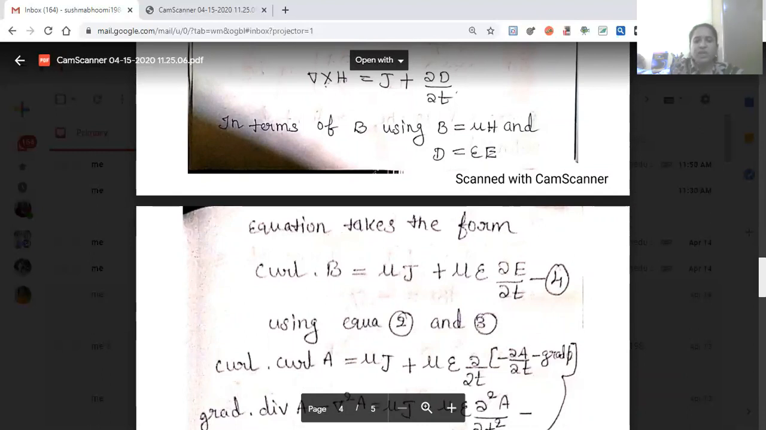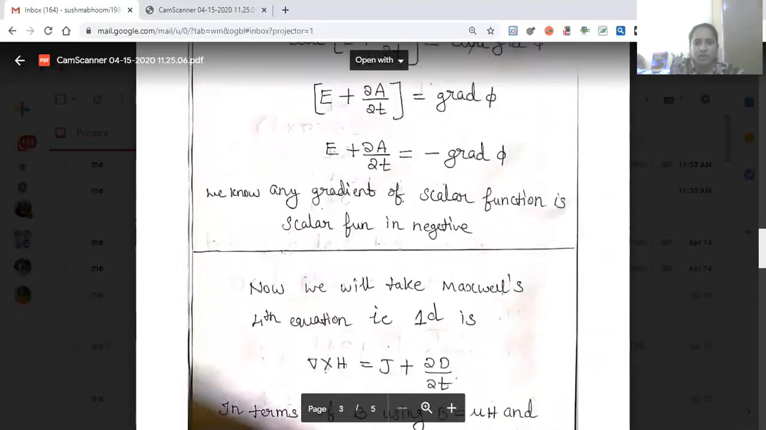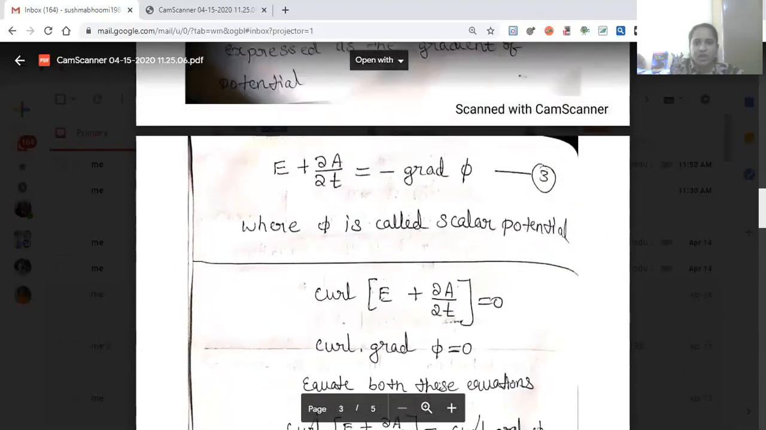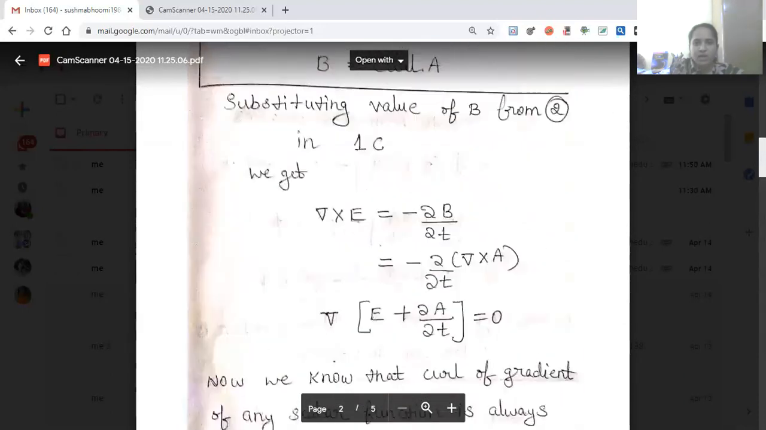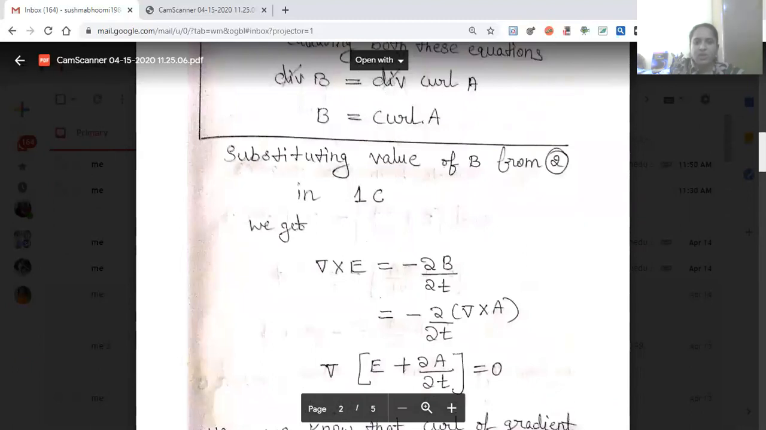Now we'll use equations 2 and 3. Which is equation 2? You can check: B equal to curl of A is equation number 2.